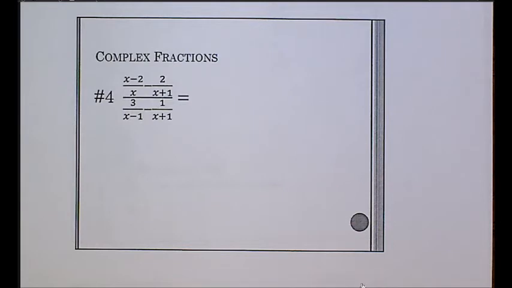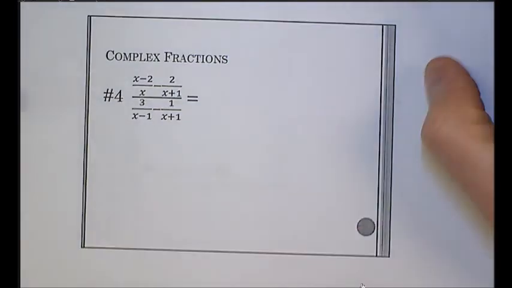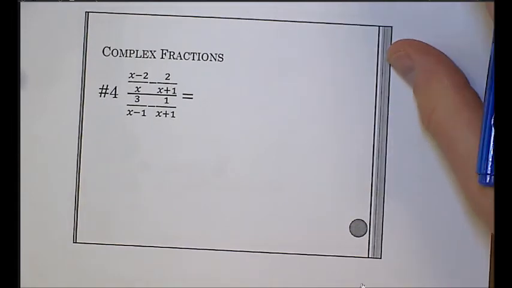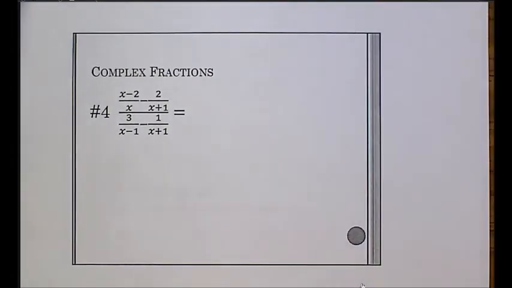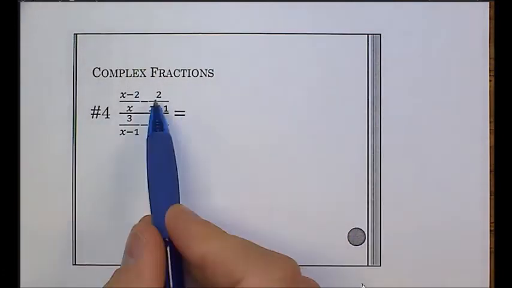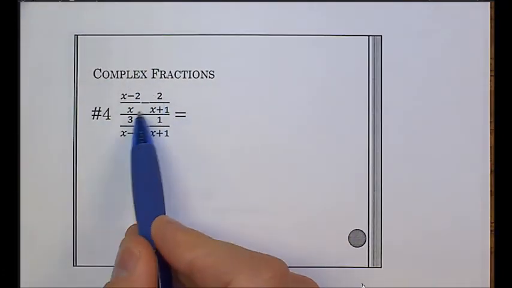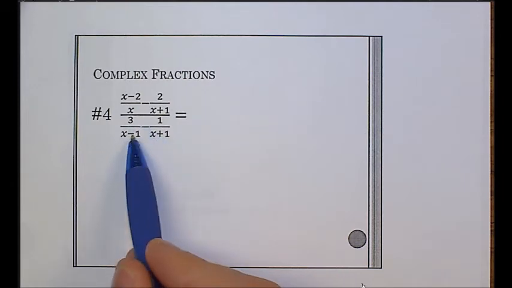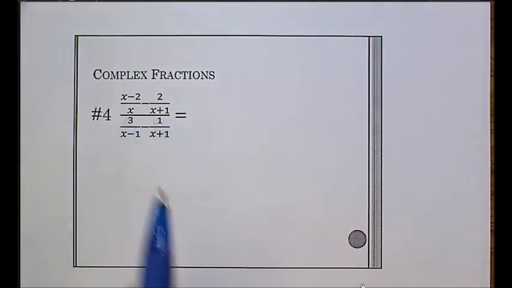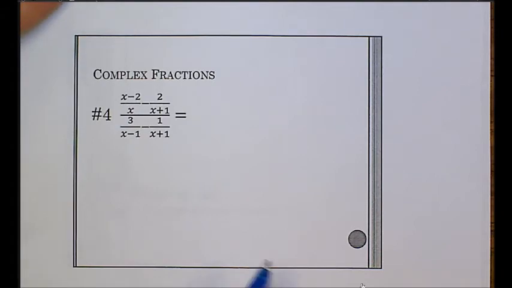All right, so we're on the last question, number 4 here, probably the toughest one that you're going to see on the notes for sure today, and we'll just jump right into it. So again, what we want to do first is simplify the numerator by finding a common denominator, simplify the denominator, getting a common denominator, and then we want to do some basic division. So let's jump right into it.